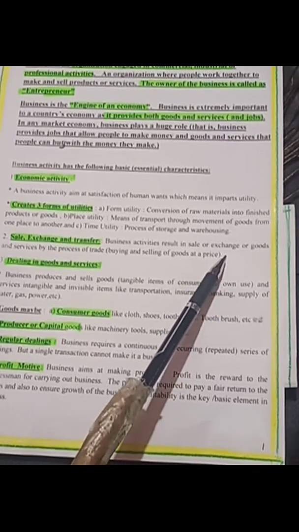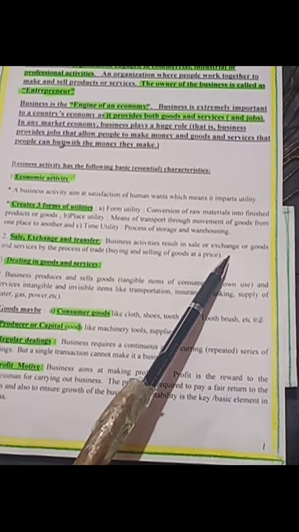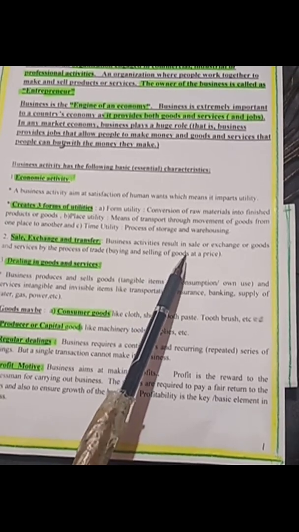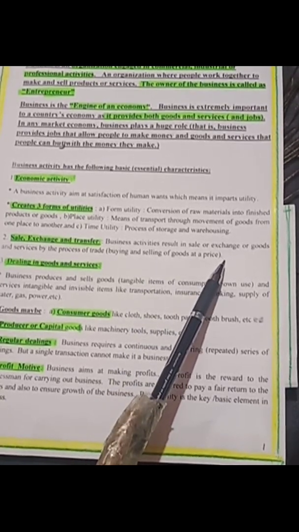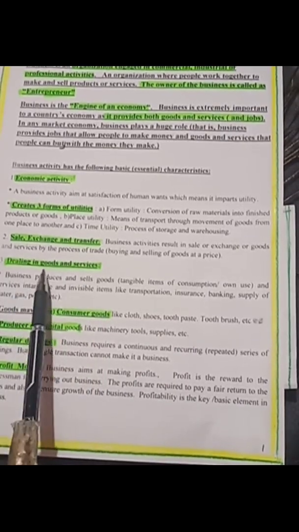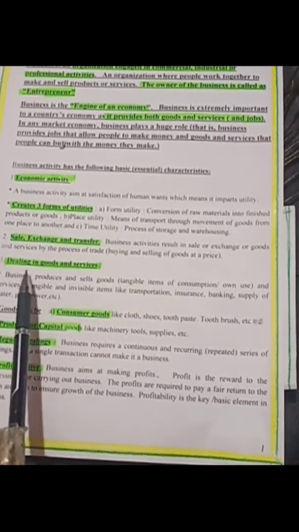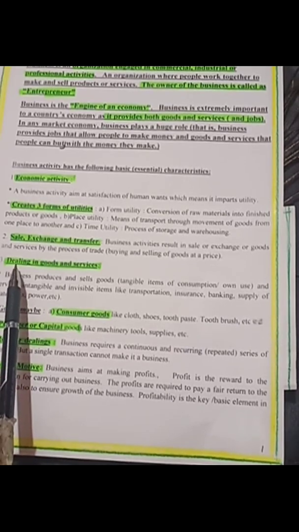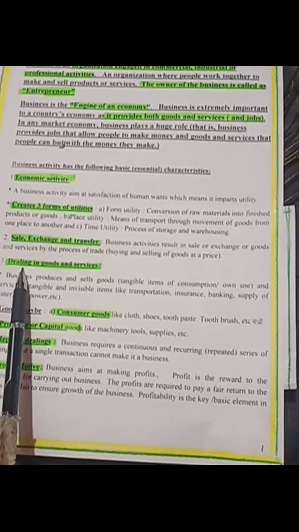Please make a note here, children. Earning profit for satisfying needs makes the business an economic activity. What makes a business an economic activity? Only earning profit. Third one is dealing in goods and services. It's a dealing. In commerce, dealing is a very important word, children. Dealer, no dealer. Like that, dealing is very important.